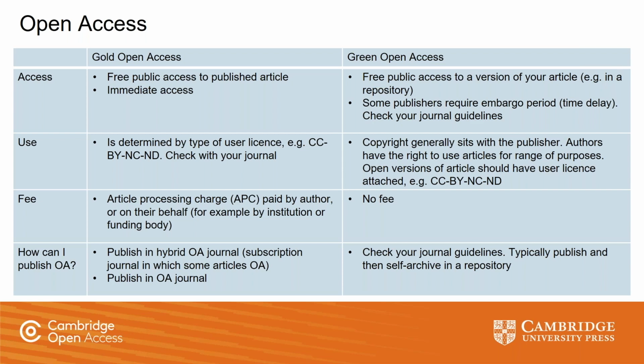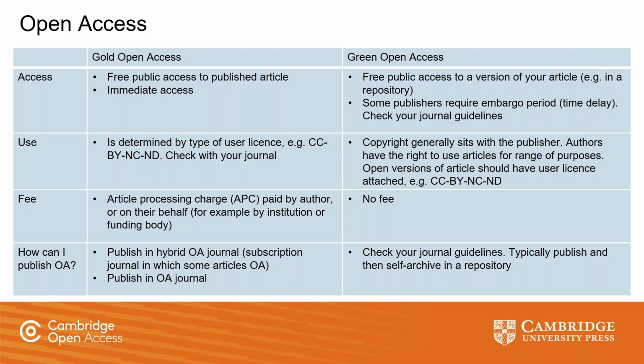For gold open access, there is sometimes a fee, but this is not always necessary. But commonly, you will see an APC, which is called an article processing charge, and this is paid by the author or on their behalf, by their funder, for example. With green open access, there's generally no fee because obviously the publisher is getting costs reimbursed through subscription prices.